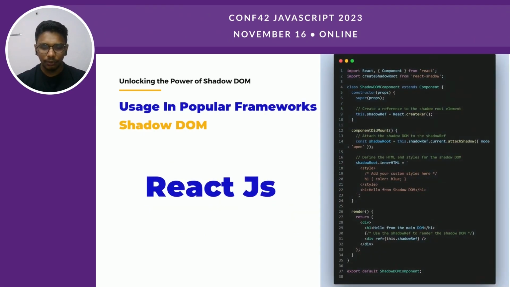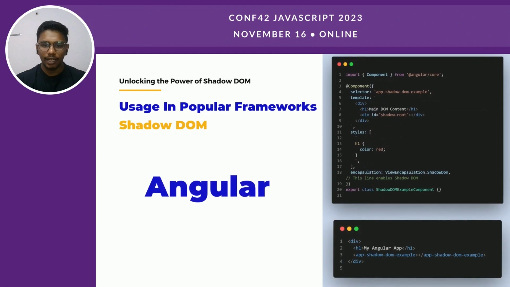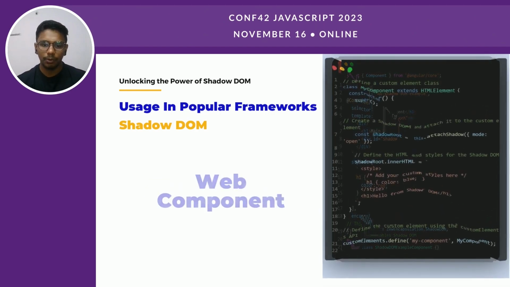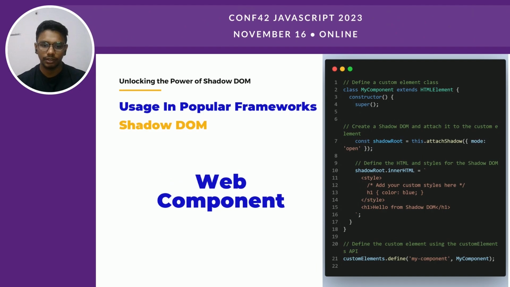You can also use Shadow DOM in all popular frameworks like React, Angular, or just simple web components. Here you can see to use Shadow DOM in React, we use the attach shadow function on the reference of a JSX element. Shadow DOM is at the core of Angular's component encapsulation. You can see that we can add an encapsulation property in the component directive of any Angular component. You can also create shadow DOM in simple web components using the attach shadow function.